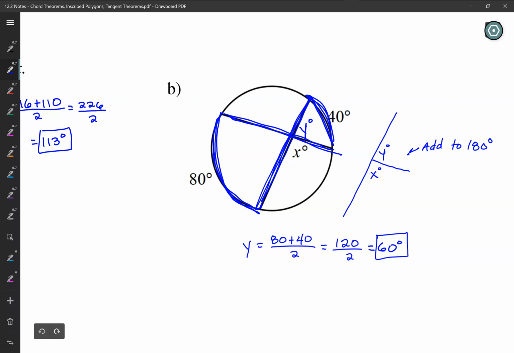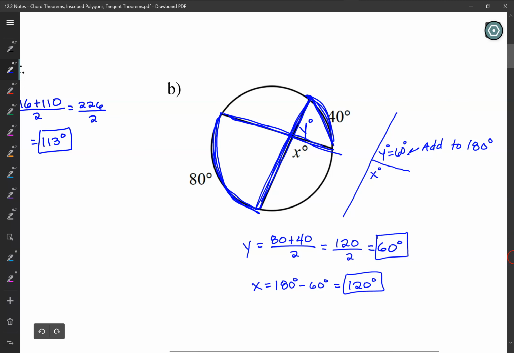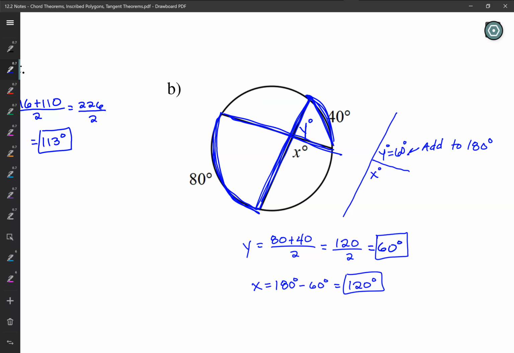So if y is 60 degrees here, and these two add to 180, well, x is just going to be 180 minus 60. So 180 minus 60 is 120 degrees. And by the way, it's totally a coincidence that that's what I divided by 2 here. That will not always be the case, so don't think that there's some cosmic shortcut there.